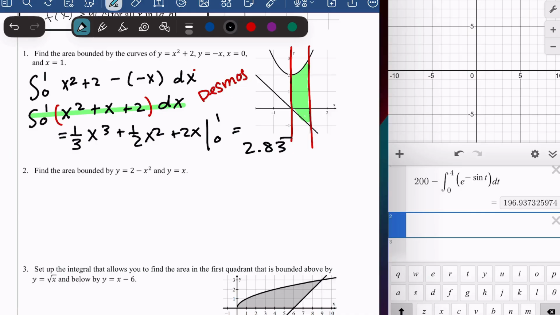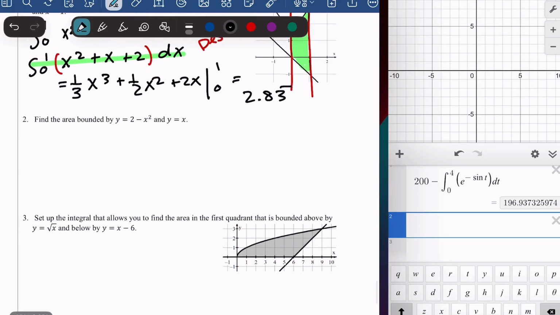Okay, number 2 says find the area bounded by y is equal to 2 minus x squared and y is equal to x. This would be a more common problem to show you because, for one, they didn't give you the graph. So you're going to have to know how to graph this just to get a general idea of which function is on top and which one's on bottom. And it also doesn't give you the bounds, which means you're going to have to find where those two functions intersect. So the first thing I'm going to do is draw a graph.